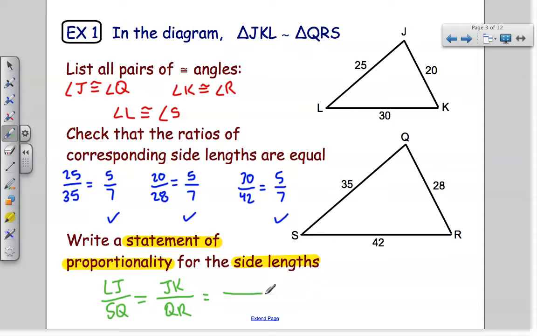There's only one more pair of side lengths. I have not done LK. And that would be SR, or I could look here, LK, SR. So in the statement or in the picture, but this is a statement of proportionality because I'm listing a proportion for all of those side lengths that is true. And I checked that all their ratios were equal up there. So working with similar figures there.